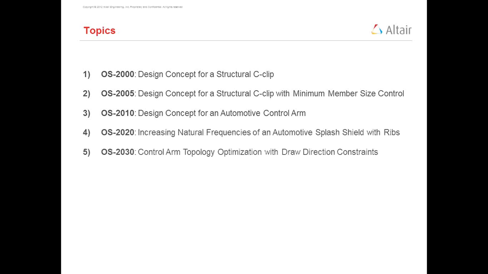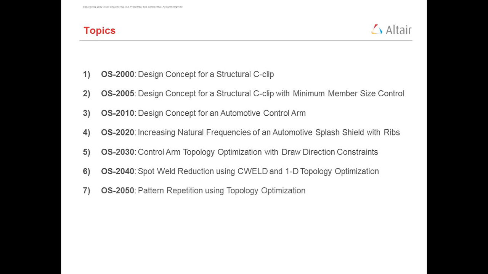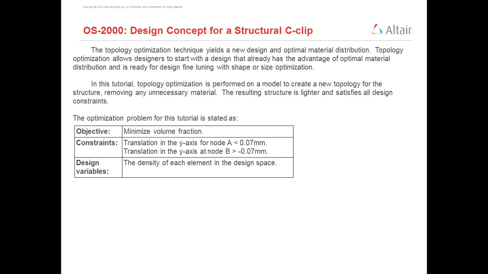So with these tutorials we will try to familiarize ourselves with the different tools or different panels available in HyperMesh to perform optimization. Then we will see the spot weld reduction using C-weld and 1D topology optimization. The last tutorial which I am going to take in this training session is pattern repetition using topology optimization. So let's start with the first, that is design concept for a structural C-clip.